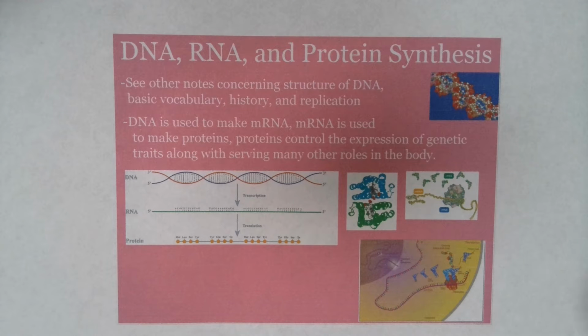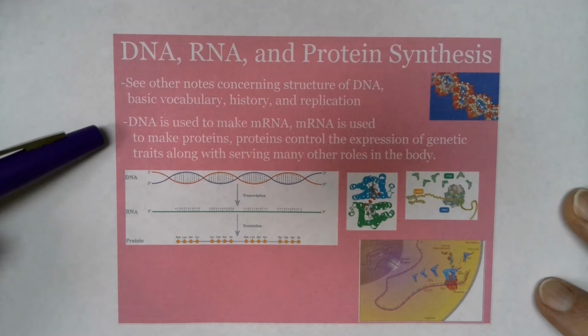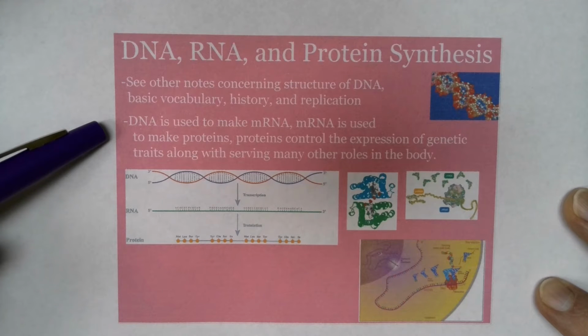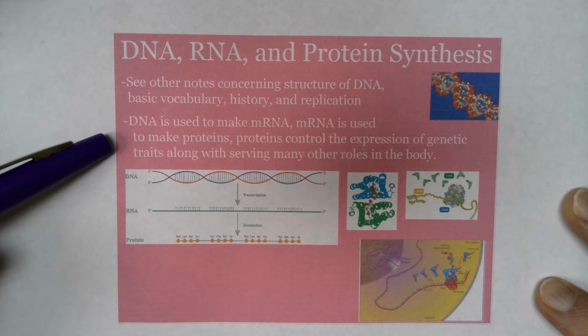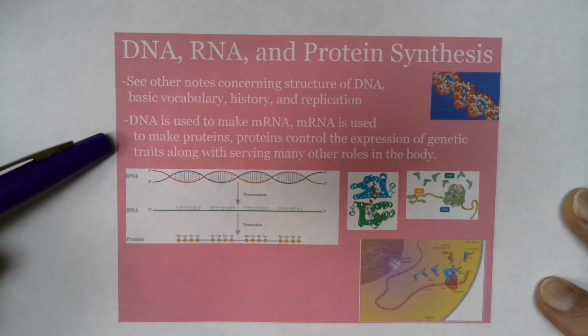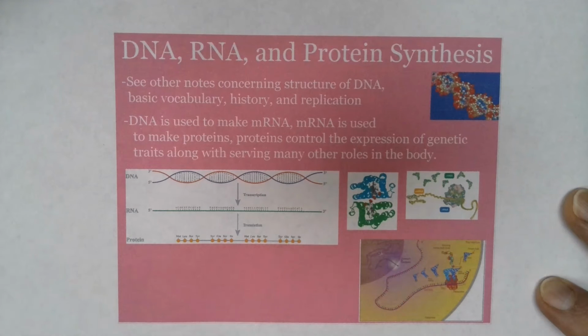So notice here, and these are in white. As far as I know, that contrast isn't great, but that's because I was running out of black ink apparently. But it says that DNA is used to make mRNA. We're going to talk about what that means in just a minute. mRNA is used to make proteins. Proteins control the expression of genetic traits, along with serving many other roles in the body. So again, going back to last semester, proteins control everything. They're super critical to life functioning. I'm not going to try to explain any of those diagrams because they're just too hard to see.